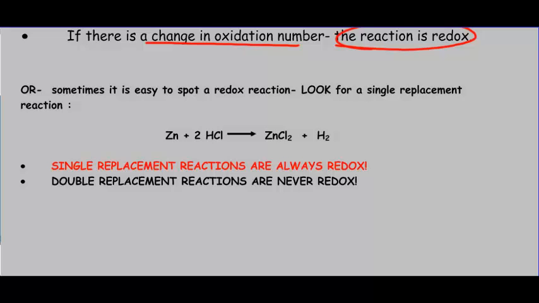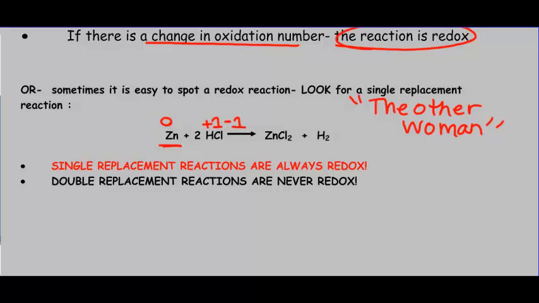Anytime you have a single replacement reaction, which I call the other woman, that will always be redox because you have an element by itself, and the oxidation state of any element by itself is always 0. Okay? And then you have elements and compounds here. No group 1, no group 2, no fluorine, hydrogen yes, so it's +1, chlorine is -1.